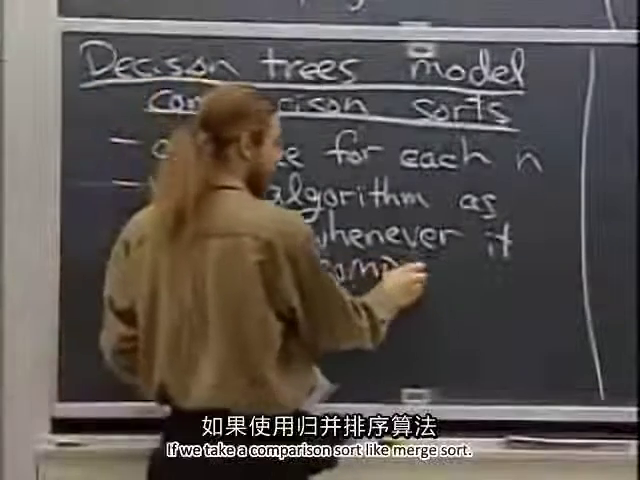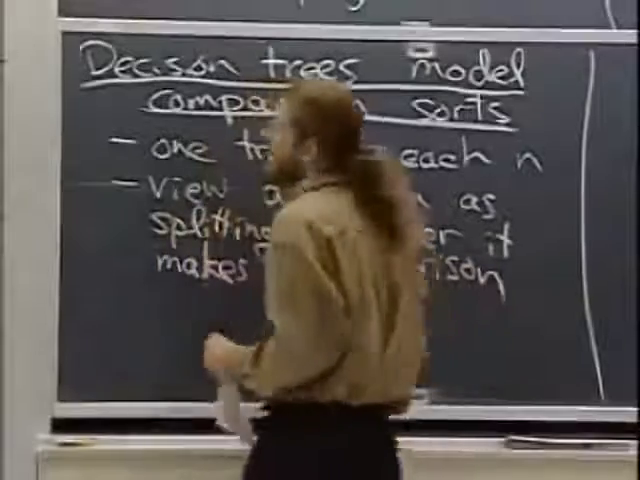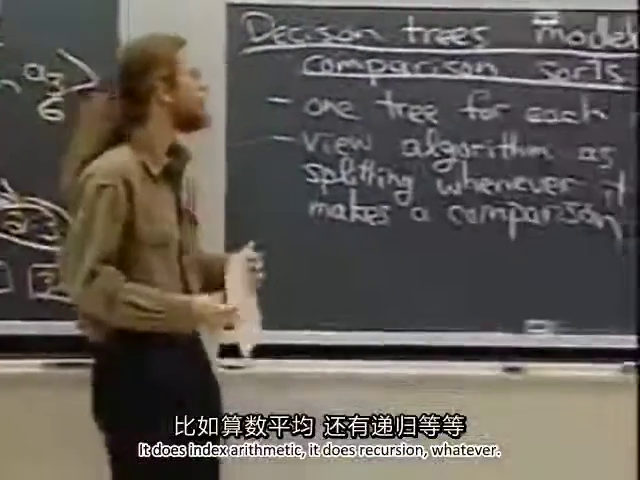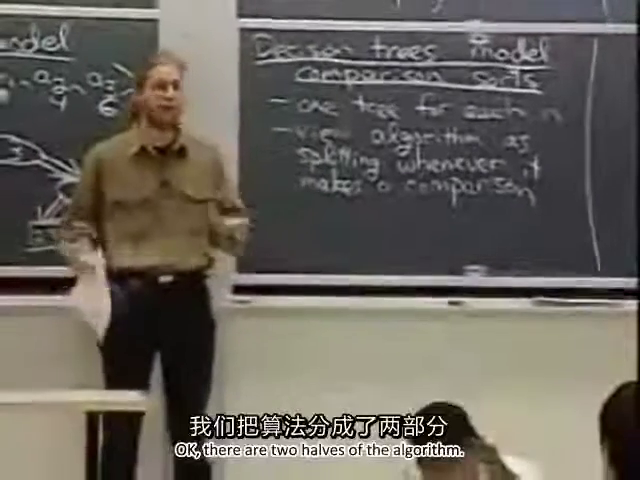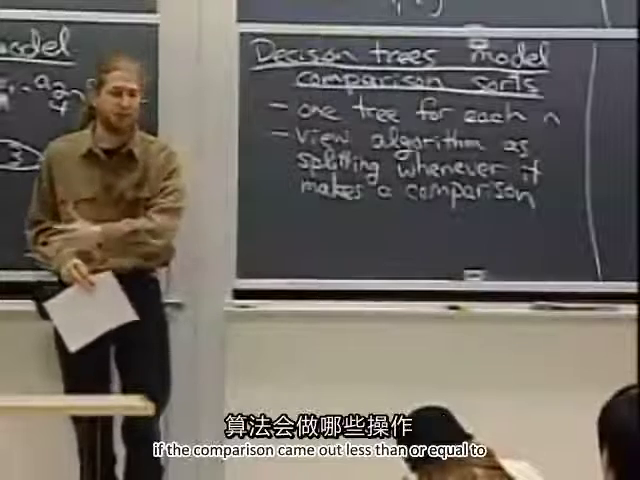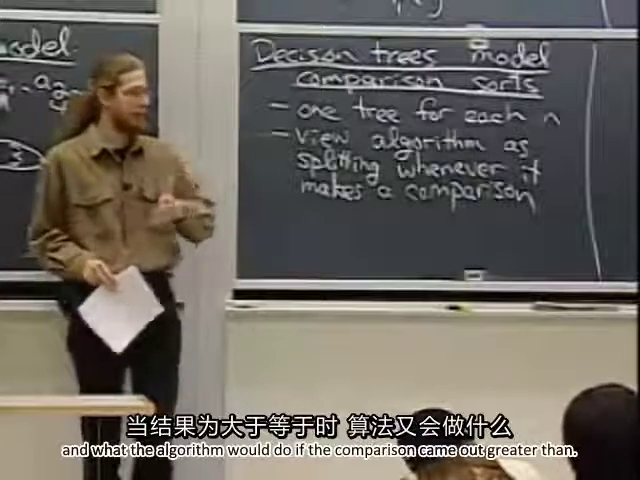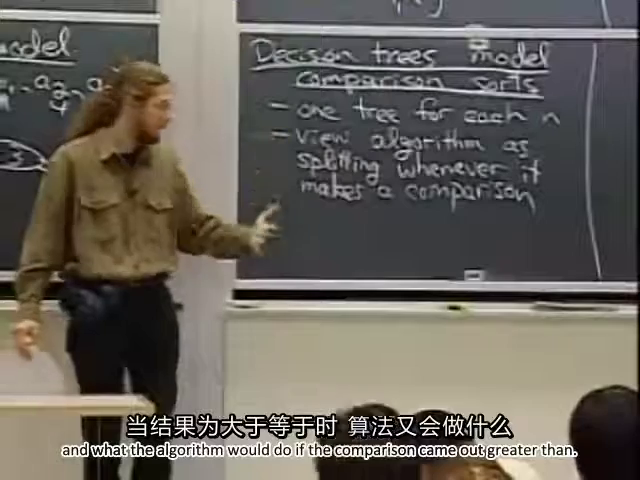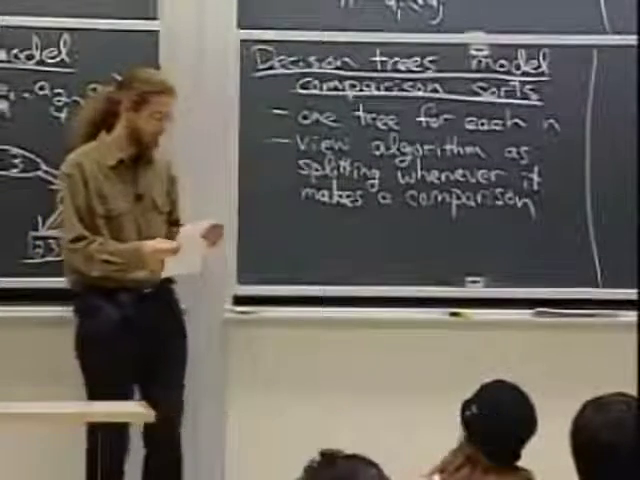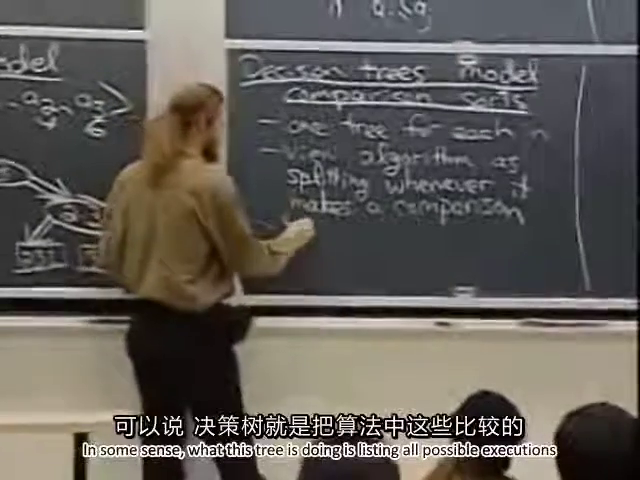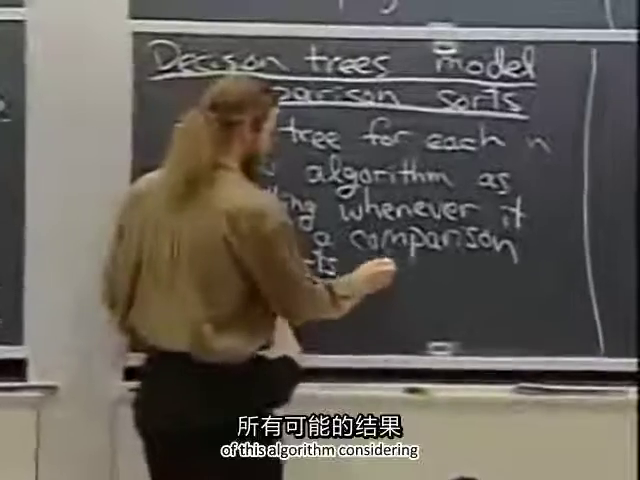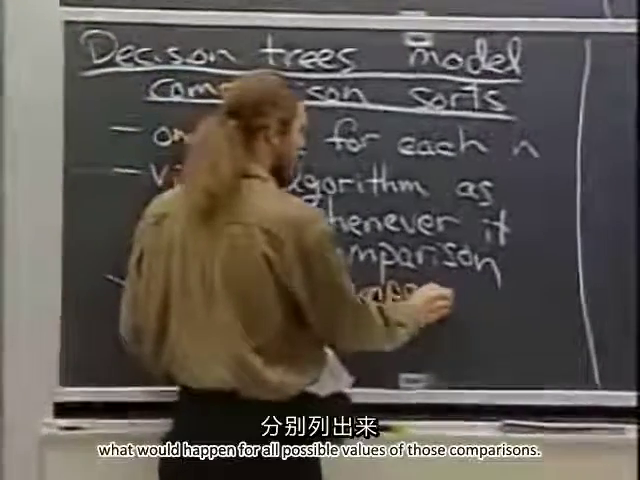If we take a comparison sort, like merge sort, it does lots of stuff. It does index arithmetic, it does recursion, whatever. But at some point, it makes a comparison. And then we say, OK, there's two halves of the algorithm. There's what the algorithm would do if the comparison came out less than or equal to, and what the algorithm would do if the comparison came out greater than. So you can build a tree in this way. In some sense, what this tree is doing is listing all possible executions of this algorithm, considering what would happen for all possible values of those comparisons.